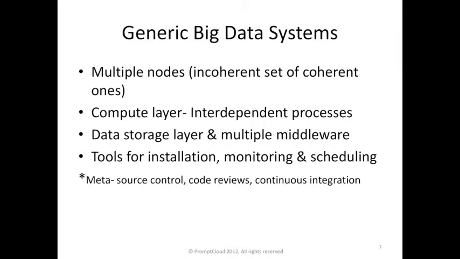It's almost always present in these systems that multiple processes across the nodes talk via some messaging layer. Then tools for installation, monitoring, and scheduling. These are pretty important actually. Once you operate on hundreds or thousands of servers, monitoring and managing them becomes a real pain. So unless you really think well about these things, systems become pretty painful pretty soon. There are other things which should have been covered, like source control, version control, code review, continuous integration, but they are not closely related. We'll leave them.